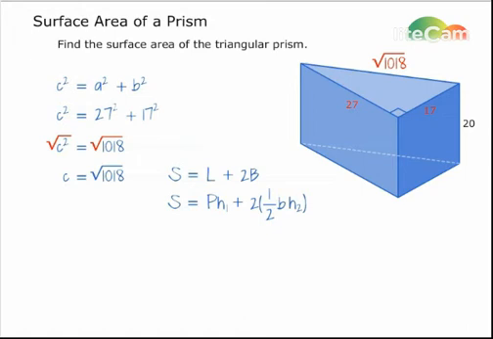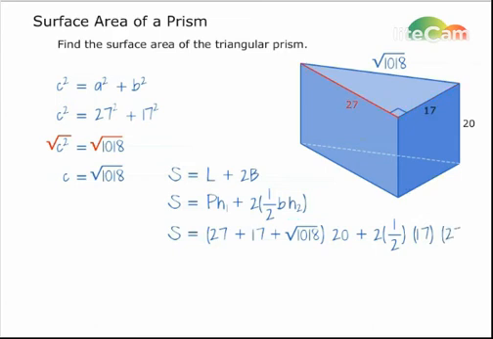Okay, now we're ready to substitute the known values into the formula. Surface area is equal to the perimeter of the base, which is 27 plus 17, plus the square root of 1018 times the height of our prism, 20, plus 2 times 1/2 the base of the triangle, 17, times the height of the triangle, 27. And we'll use a calculator to find that the surface area of our triangular prism is approximately equal to 1977.1 when rounded to the nearest tenth.